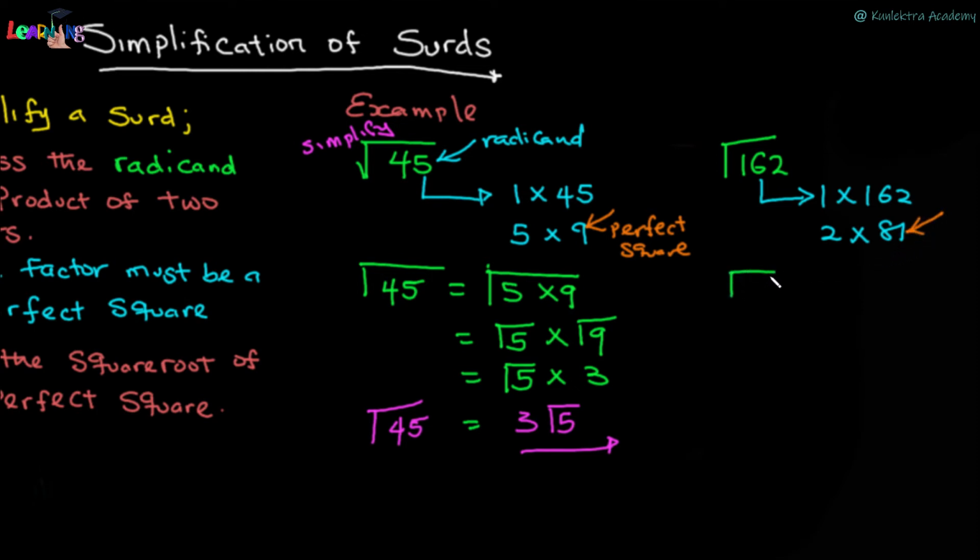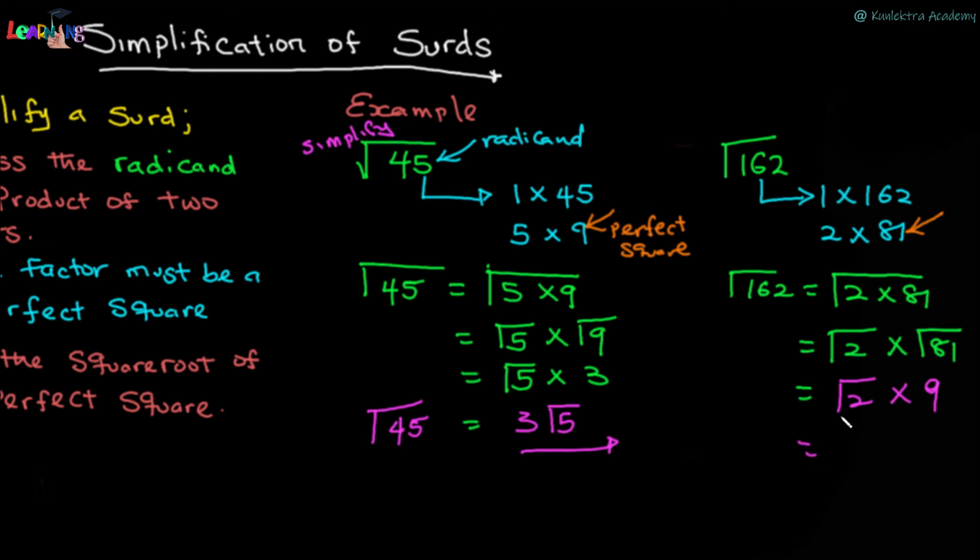Now bring down your 162, and that will be root 2 times 81. Now you can split it up: square root of 2 times square root of 81. Square root of 2 will still maintain its root, times square root of 81, which is 9. Our final answer will be 9 times square root of 2, that is 9 root 2. Finally, root 162 is equal to 9 root 2. This is the best way you can simplify.